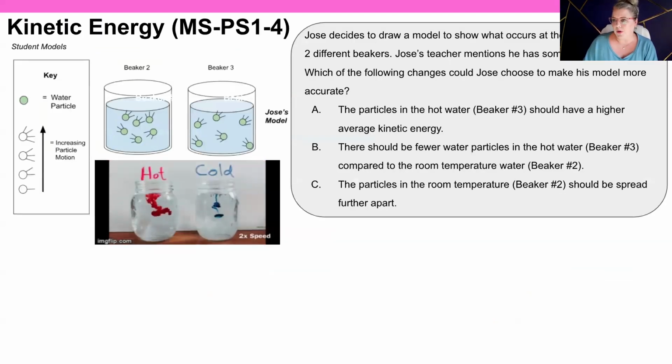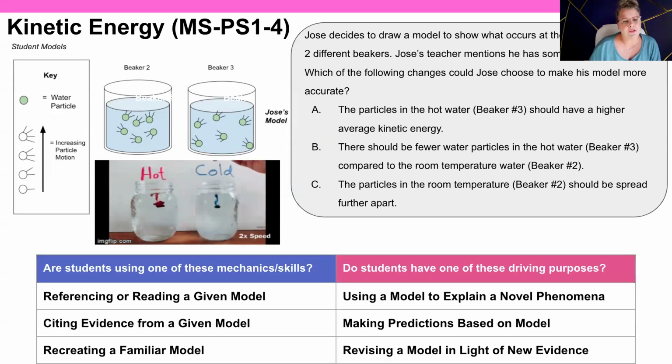But I've got another question here for you connected to the same performance expectation, the MS-PS1-4. In this question, Jose decides to draw a model to show what occurs at the particle level in the two different beakers. Jose's teacher mentions he has some inaccuracies. Which of the following changes could Jose choose to make his model more accurate? So when we're looking at that criteria here, are students using the mechanics and skills? In this case, absolutely, yes.